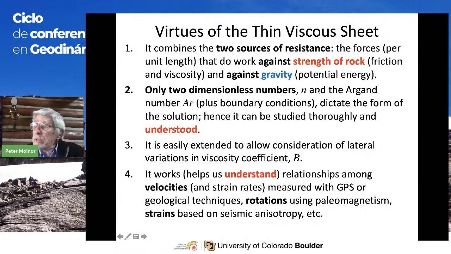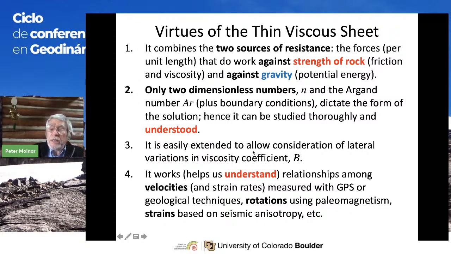And so the point is that the seismic anisotropy really is a nice confirmation that the thin viscous sheet is working. The strain rates and strains at the top look like what one infers from seismic anisotropy. So virtues of the thin viscous sheet: it combines two sources of resistance, the forces per unit length that do work against the strength of rock and against gravity. This is the potential energy part of it. This is friction or viscosity. Only two non-dimensional numbers, n and the Argand number, plus boundary conditions, of course, dictate the form of the solution. And this allows it to be studied quite thoroughly and therefore understood.